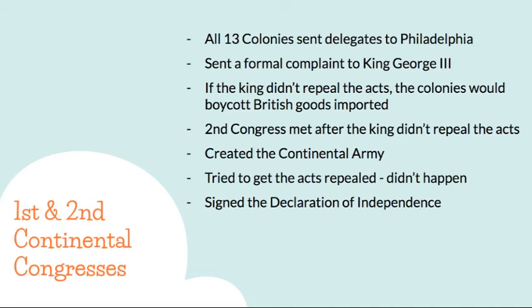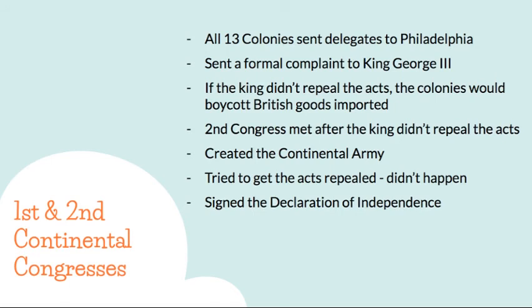They again tried to get the acts repealed, and the king said no. It was this thing called the Olive Branch Petition, and basically King George didn't even bother looking at it. He wanted nothing to do with it. He was so fed up. Tension was high in the colonies.